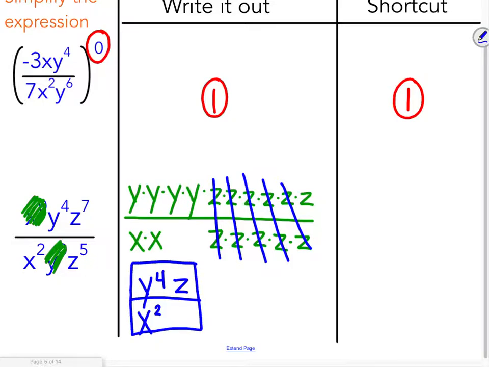If I am doing a shortcut, my y to the fourth and my x squared can't be simplified, but then I could do z to the 7 minus 5, which will give me the z squared.